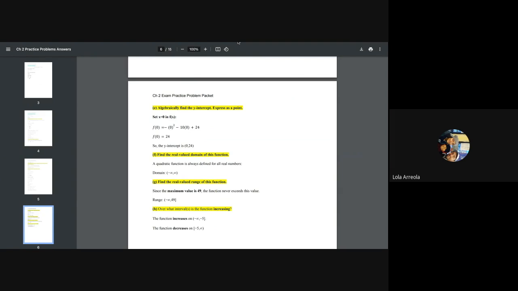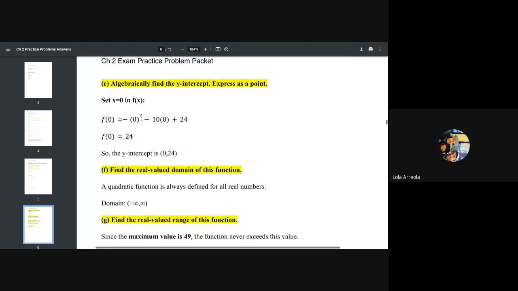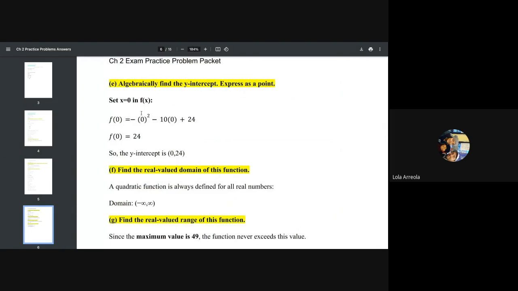So I'm going to write down my original function. This one's pretty simple. My original function was what? F of x is equal to negative x squared minus 10x plus 24. If I plug in 0 for x, I have 0 squared, which is 0, times negative 1. 0 times negative 1 is 0. Minus 10 times 0, which is 0. So I have 0 plus 0 plus 24. F of 0 is equal to 24. So my y-intercept would be 0, 24.